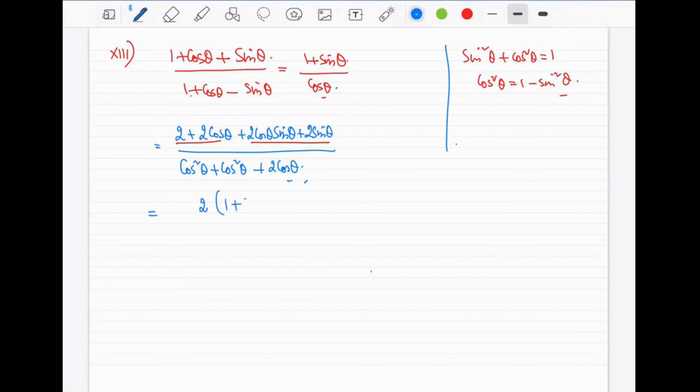So we will have 1 plus cos theta. The next one, I can take out 2 and sine theta. So 2 sine theta. What is remaining in the first term? I have taken out 2 and sine theta, so cos theta must be remaining. And since I have taken out 2 and sine theta from here, nothing is remaining except for 1. Look at the denominator, cos square theta and cos square theta. This is how much? Twice cos square theta plus 2 cos theta.